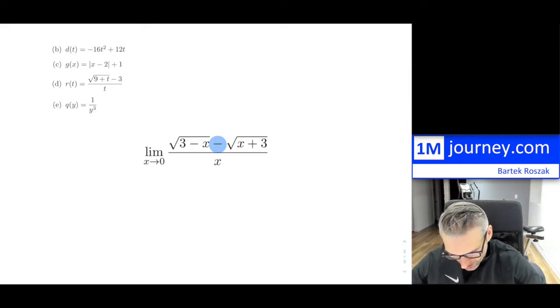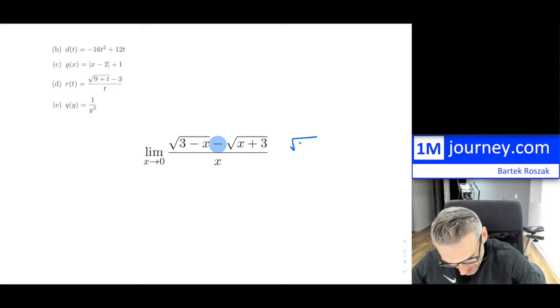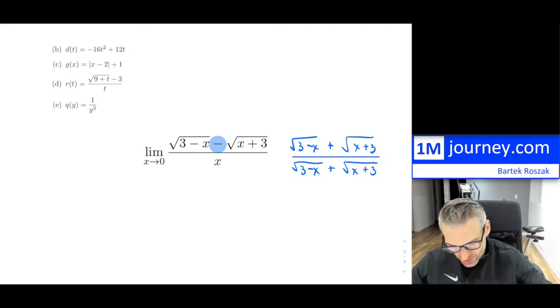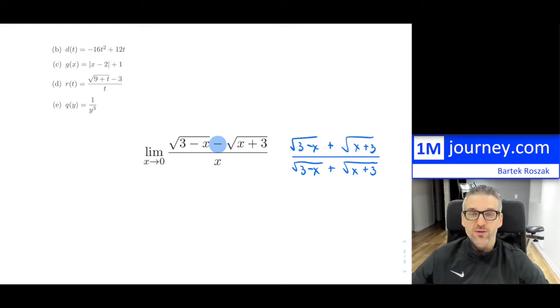Before I start applying the limit, let me actually do this. I'm going to take the root of 3 minus x, and for the difference of squares, I'm going to put a plus in there, the root of x plus 3. The denominator doesn't really change for me. I'm going to do the same thing, because I don't want to be changing anything. This is the little trick that we use to see if we can massage this out in some way.